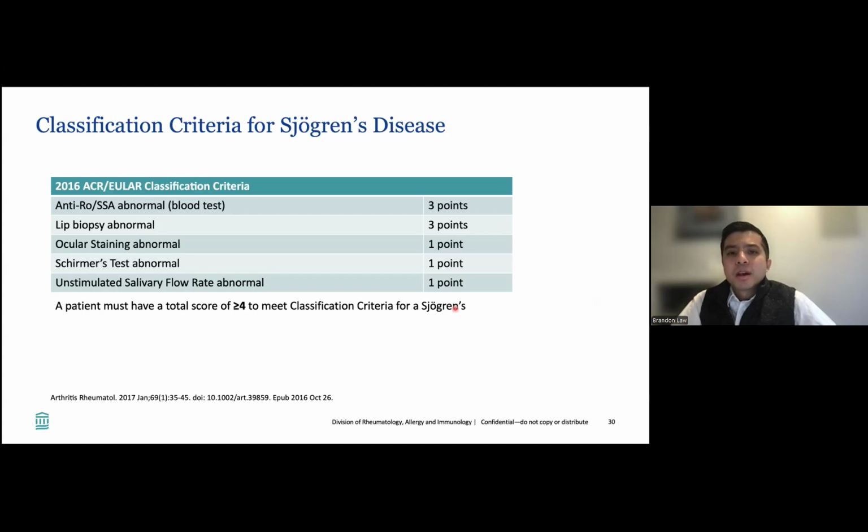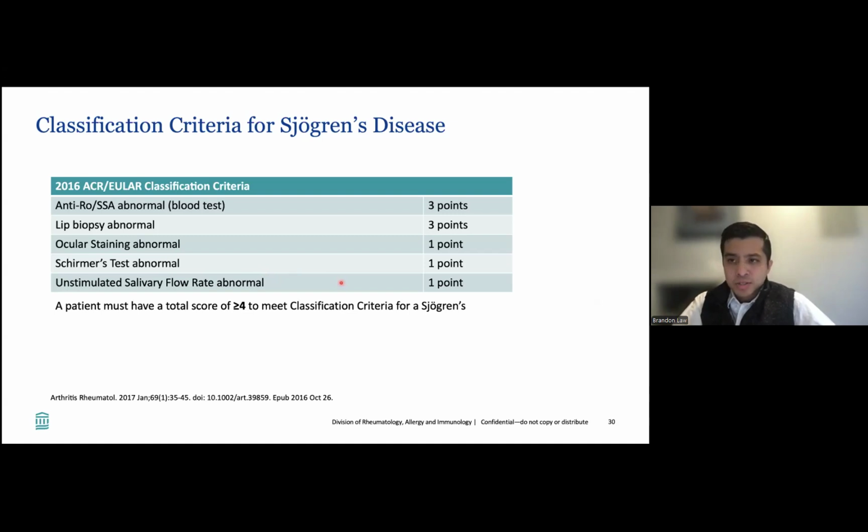And you can see here, if I go through it, the anti-Ro blood test or SSA blood test will give a patient, if abnormal, 3 points. If the lip biopsy shows a focus score greater than 1, which would be considered abnormal, that would give the patient 3 points. If the patient undergoes ocular staining and it's abnormal, that's 1 point. Schirmer's test, the test with the piece of paper in the eye, that's 1 point if abnormal. And then the salivary flow test, the spit test into the cup, that's 1 point. And if a patient undergoes this battery of tests and the score is greater than or equal to 4, it's agreed upon that this would have met classification criteria for Sjögren's.